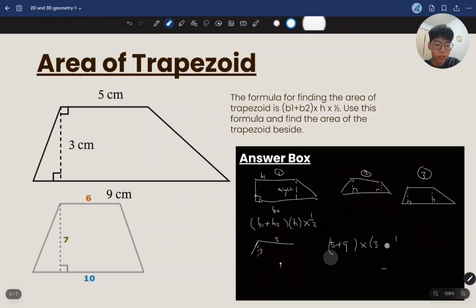Let's try number 2. It's the same question.